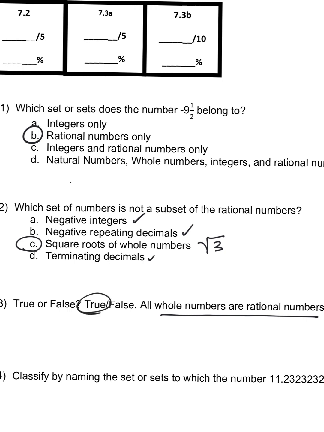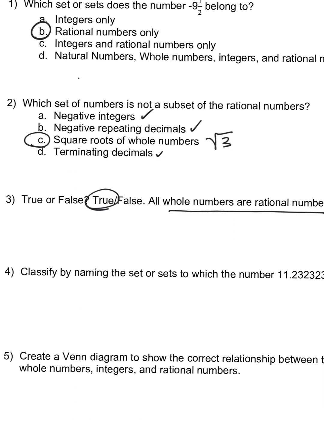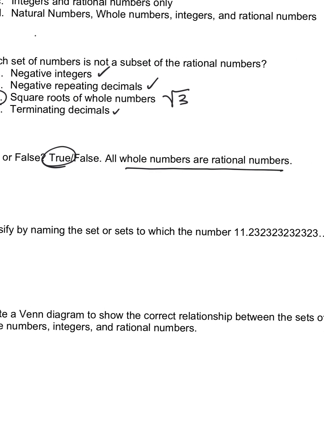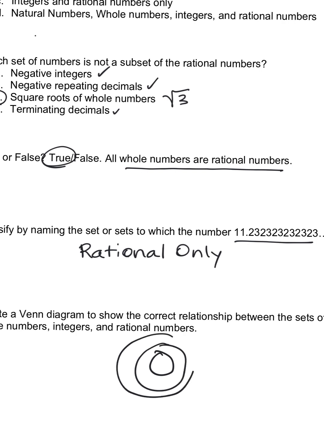And then the Venn diagram that we did earlier in the year, oops, I'm going too fast. Let's see. This, because there's a pattern, 11.23232323, this is rational only. And then our Venn diagram, if you remember, we had a bunch of circles.